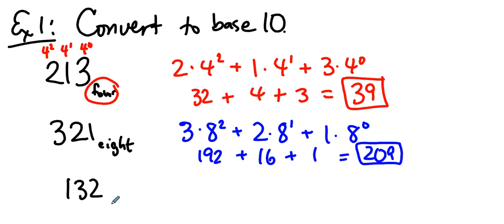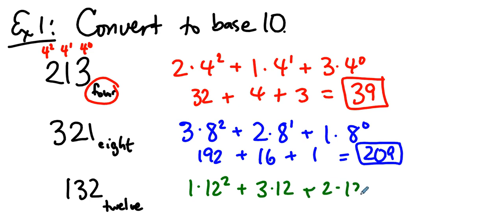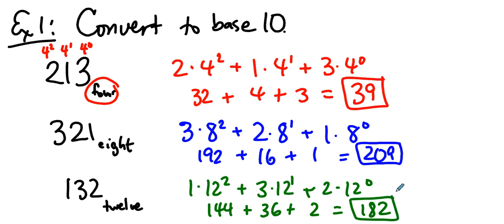Well, what about the number 132 in base 12? Well, remember in base 12, your place values are powers of 12. So that's 144, 36, and 2. We would blink and call that 182. They would call that 132. We call that 182. It's the same number.